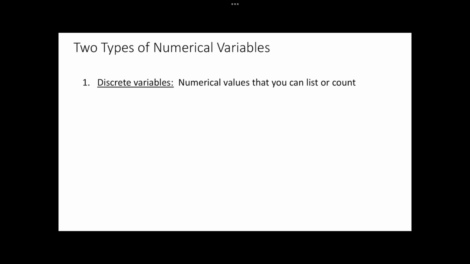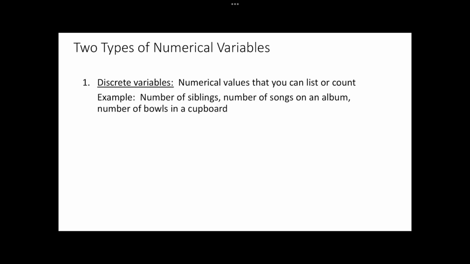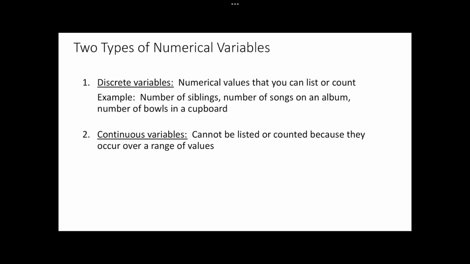When we talk about numerical variables, there are 2 types of numerical variables that we could be talking about. The first is a discrete variable. These are variables that take on numbers that you can list or count. So for example, the number of siblings someone has, the number of songs on an album, or the number of bowls in a cupboard. These are all numbers that you could list. For example, the bowls in the cupboard, maybe there's 1 or 2 or 3 or 20, right? They're just numbers that we could list or count.